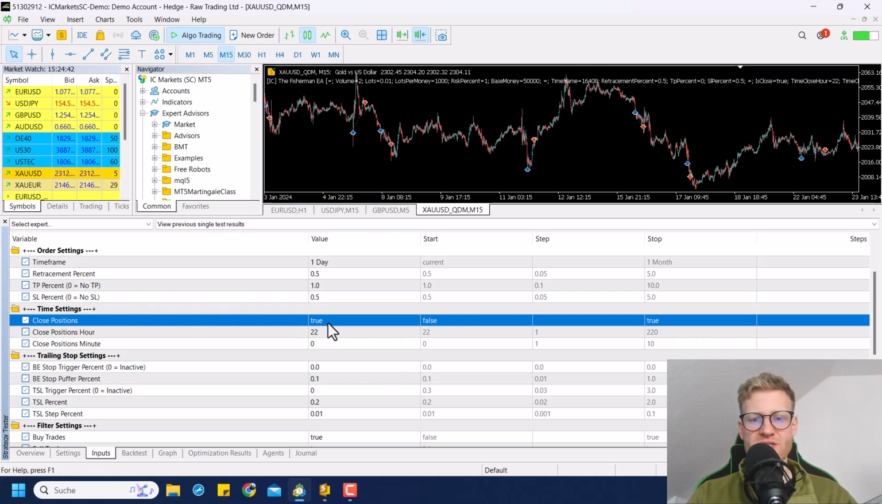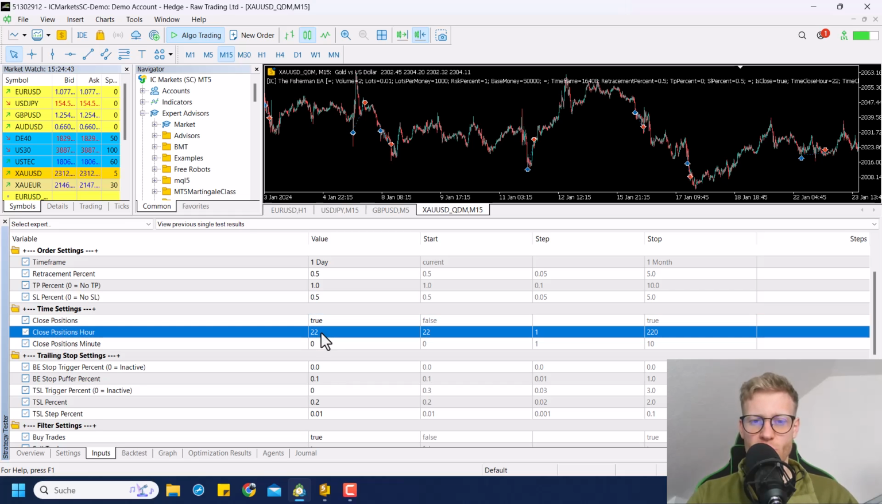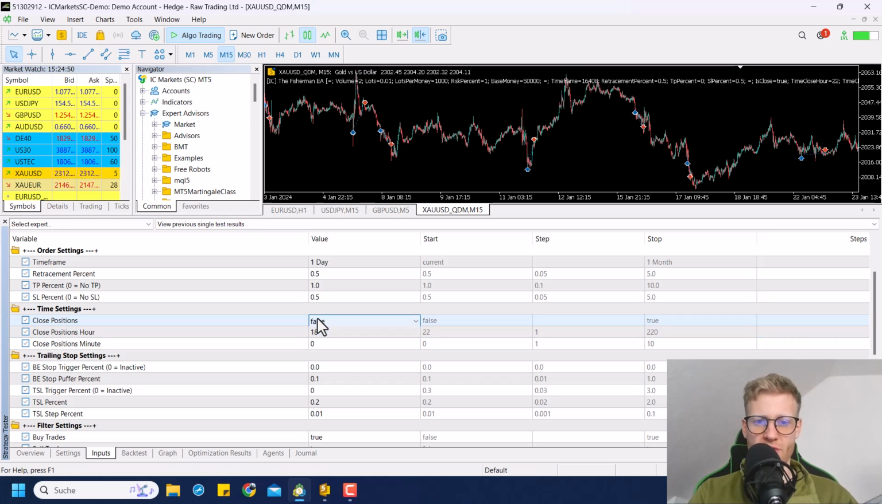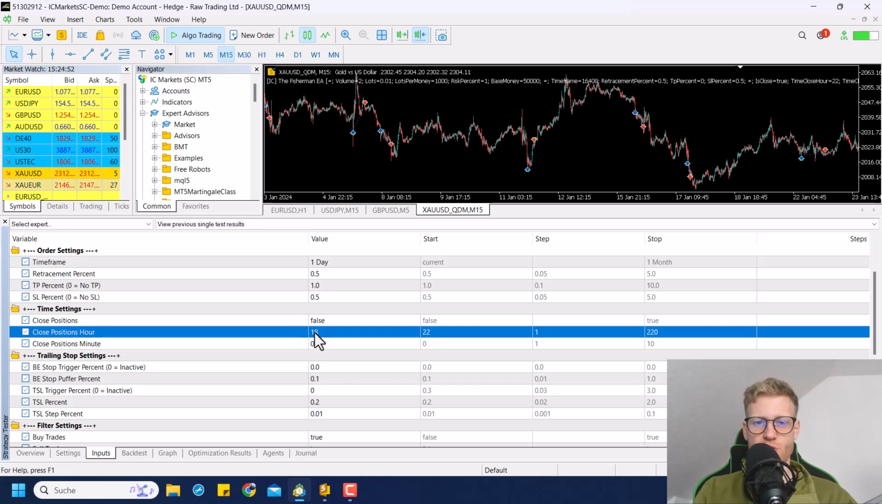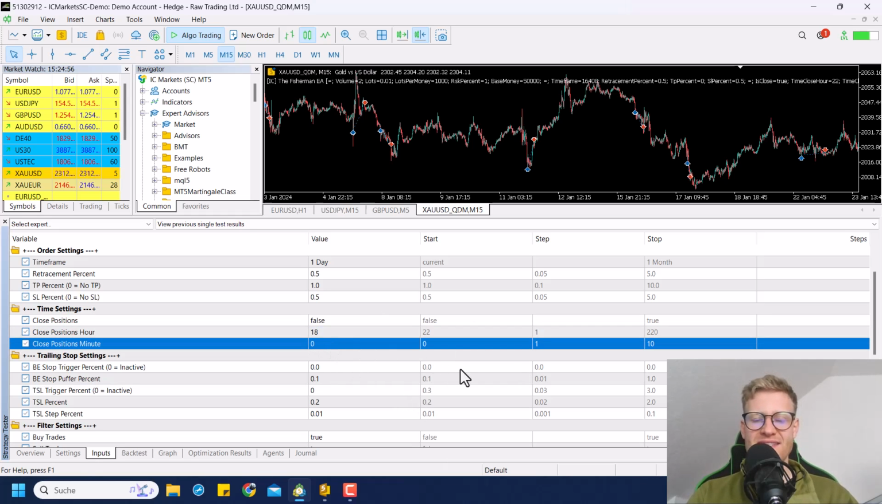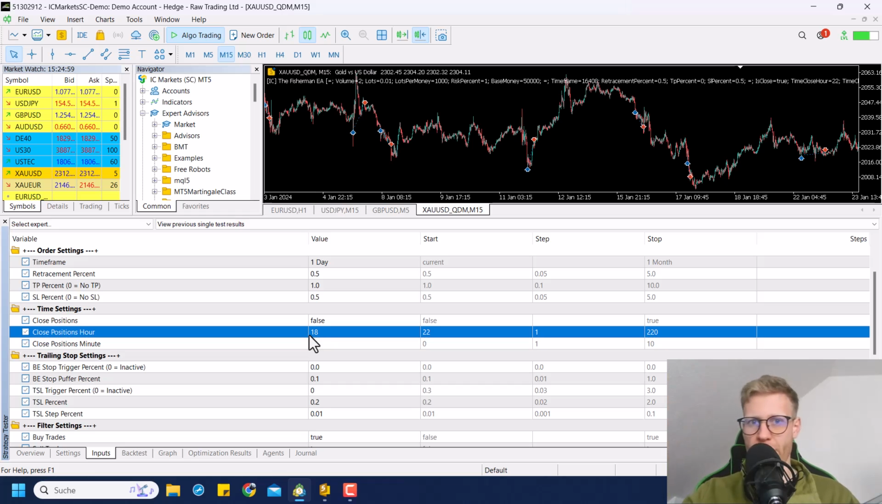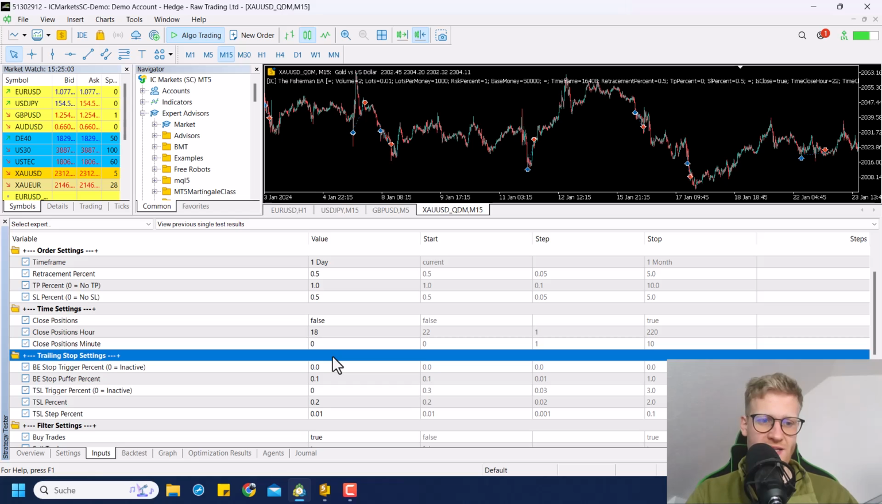Then we have the closing settings. We can say that we want to close at, for example, 10 p.m. We can say we close at 6 p.m. We can also say we turn this to false, so the trades will not be closed at a specific time, but they will instead be opened all around the day, and they will only be closed if they hit the TP or stop loss or trailing stop.